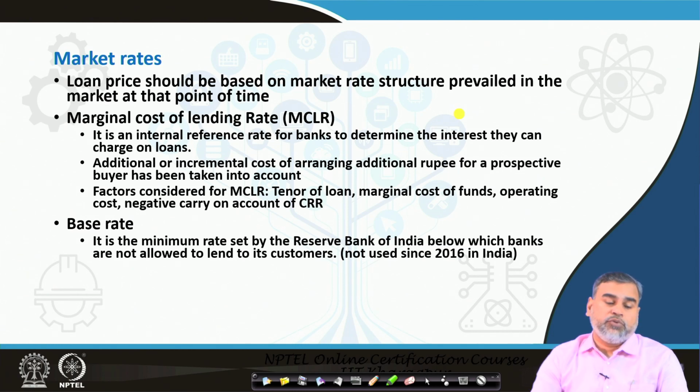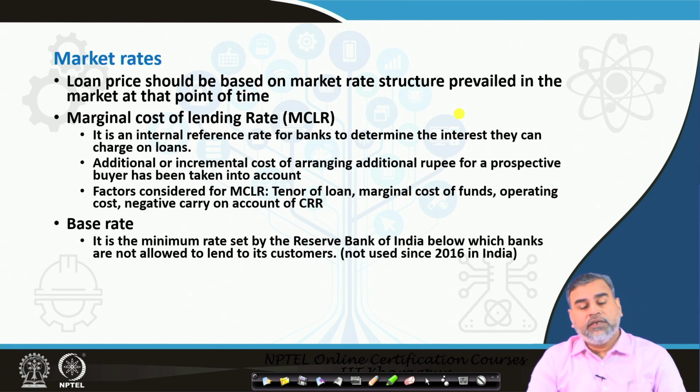In today's context, there are two things used whenever loan rates are decided. One is MCLR, the marginal cost of lending rate, and the other is the base rate, which has been discontinued since 2016 in India. So, what do we mean by the marginal cost of lending rate? It is basically an internal reference rate for banks to determine the interest they can charge on a particular loan. It is the minimum rate a bank charges, so the loan price or rate should be more than the MCLR.